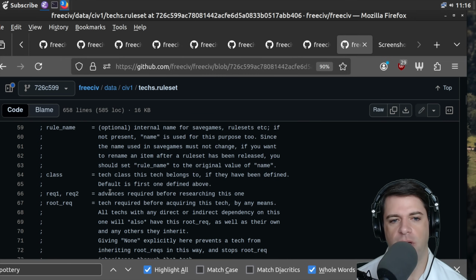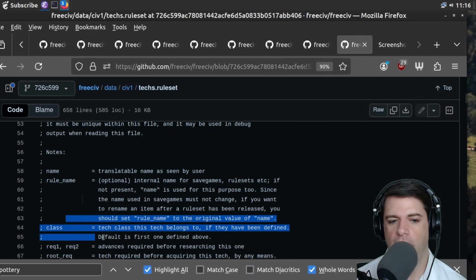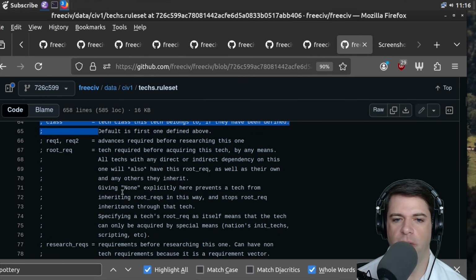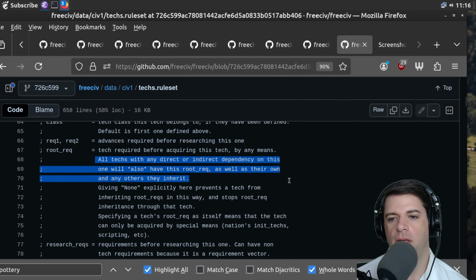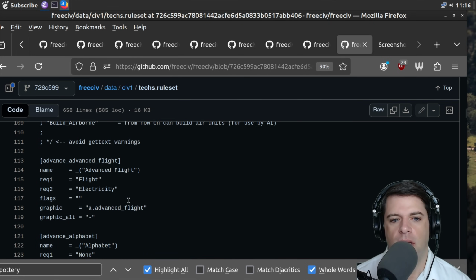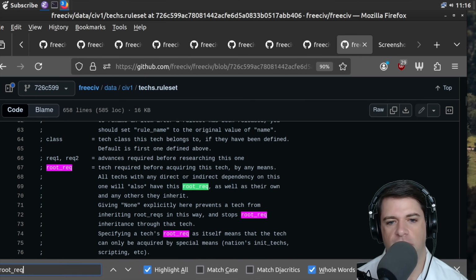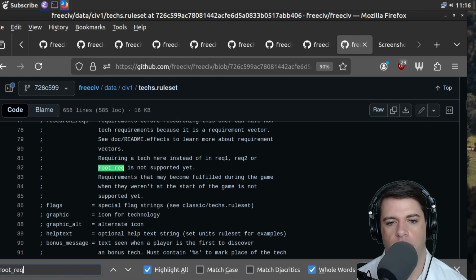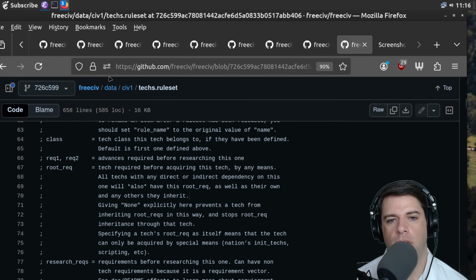I think the type of thing we were looking at is here. We've got a name, a rule name, a class, requirements, possibly a root requirement. The root requirement is the tech required before acquiring this tech by any means. All techs with a direct or indirect dependency on this will also have this root req, as well as their own and any others they inherit. Okay. Let's see if we see any root reqs. They don't appear to be in this file.